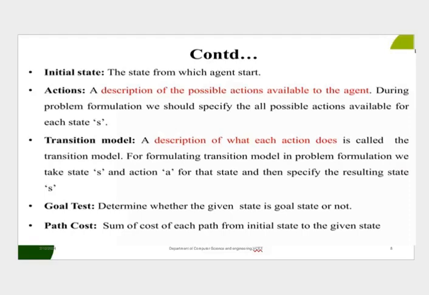Actions are the possible moves or directions available to the agent at any given state. During problem formulation, all potential actions for each state must be specified. The transition model describes the effect of each action on the current state. It outlines how applying an action in a given state leads to a new state.